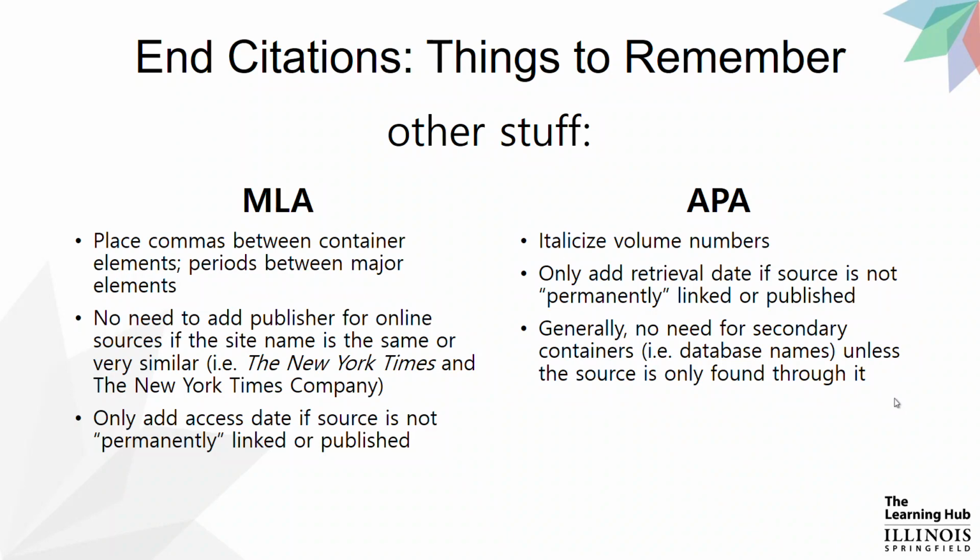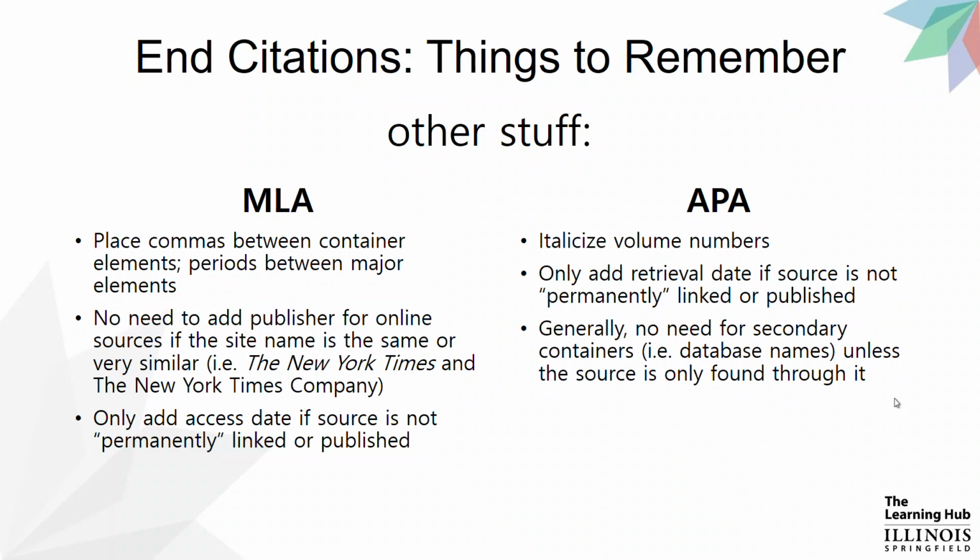Some other information for APA style, you do italicize volume numbers and you do not italicize issue numbers if you have a source that does come with issue numbers. You only need to add retrieval date if the source is not permanently linked or published, in which case prior to the URL you would put retrieved with the month, day, year. So retrieved October 9, 2023 from, and then you have the URL. But you only do that if the source is, again, something that is not officially published and it is something that might be updated over time.